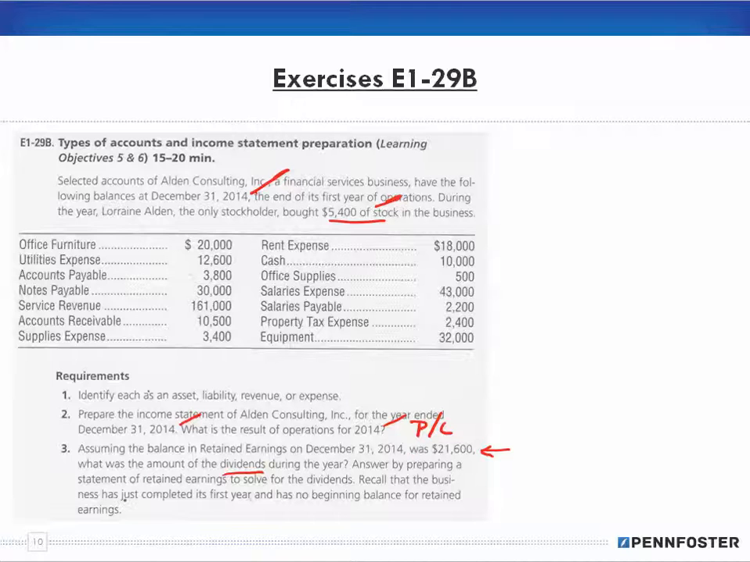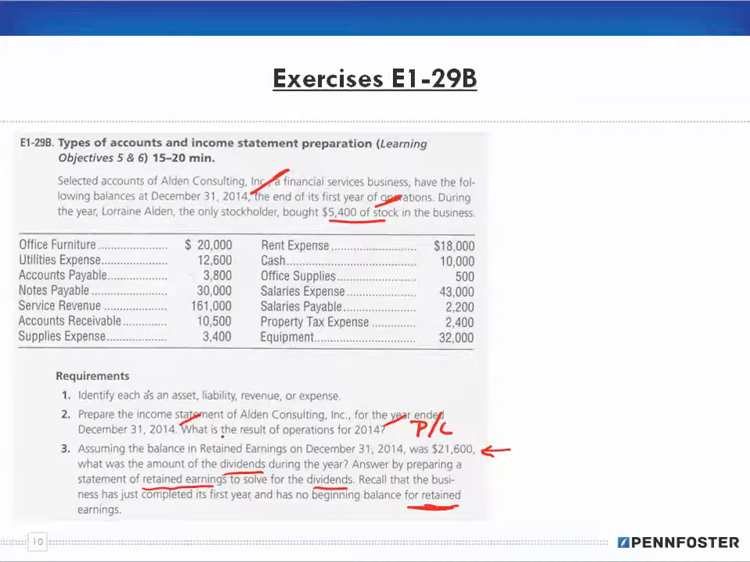Answer by preparing a statement of retained earnings to solve for the dividends. Recall that the business has just completed its first year and has no beginning balance for retained earnings. Okay, so we know that that's an important piece of information. Okay, again, directly related, nothing to do with the problem, and manipulated.